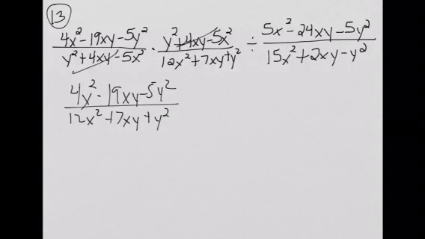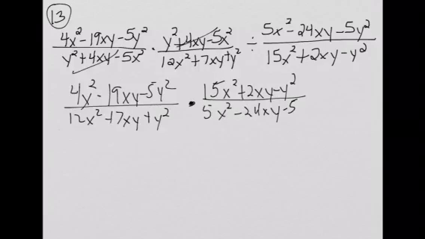All right, so now we have divided this last term. I'm going to go ahead and change that to multiplication and flip it. And so that would be 15x squared plus 2xy minus y squared over 5x squared minus 24xy, and then minus 5y squared. All right, so after we cancel out that, that's what we're left with. So now we just want to factor everything. And just to save some time, I'm going to go ahead and just give you the factored form for everything.